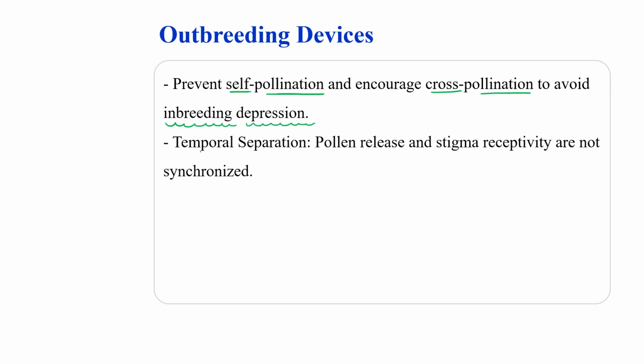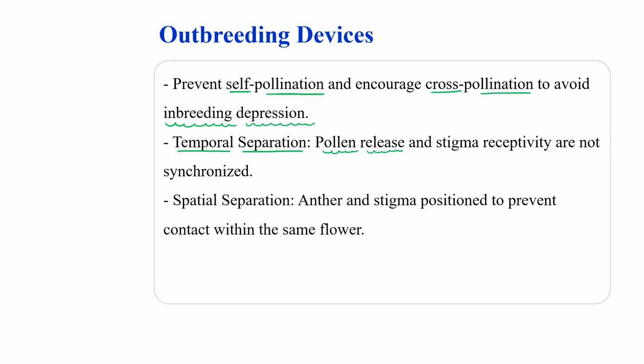Temporal separation is one method. It means pollen release and stigma receptivity are not synchronized. It means the time of pollen release and the time of stigma receptivity are not the same. So if both things show their maturing behavior or release at different times, then obviously it will discourage self-pollination, right?